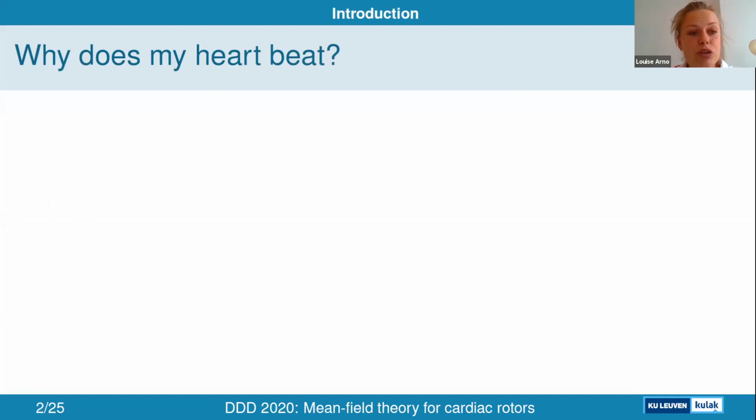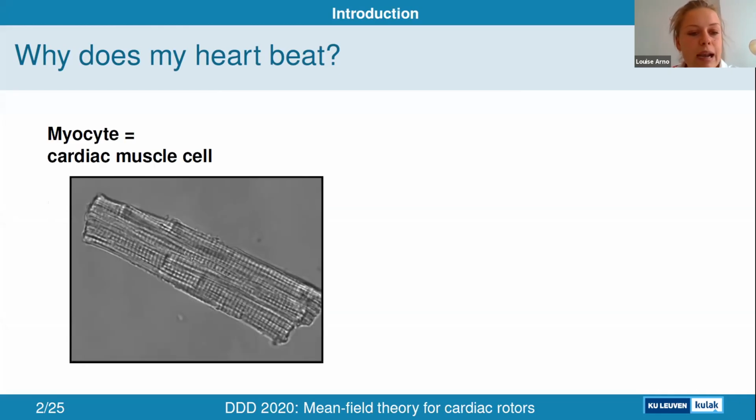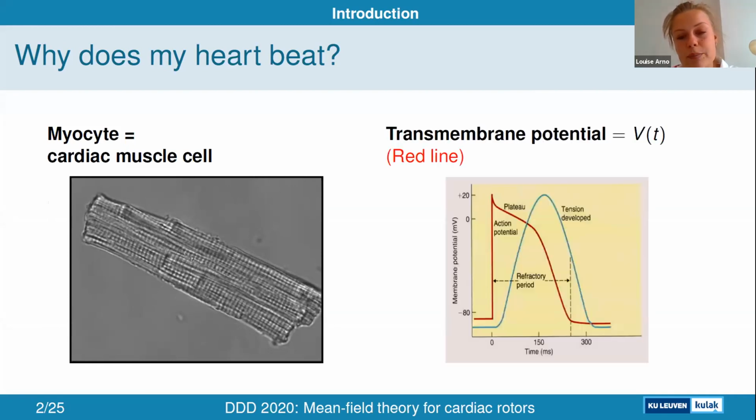But the first question we should ask ourselves is, why does my heart beat? Well, these contractions are led by electrical signals that move through the cardiac wall. And these walls consist of myocytes, which are cardiac muscle cells that are able to conduct and that are connected with each other. One of the most important aspects of these electrical signals moving through the myocyte is the transmembrane potential. And we denote this transmembrane potential with V, and it is for every cell dependent on time t.